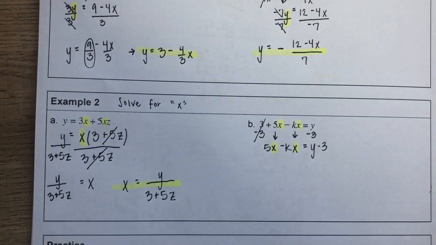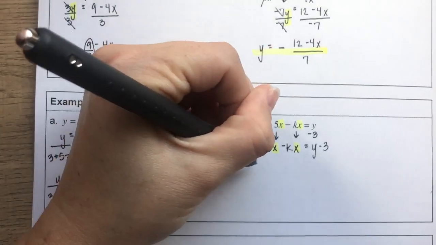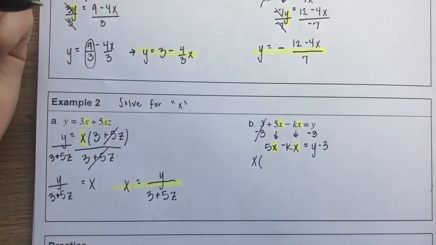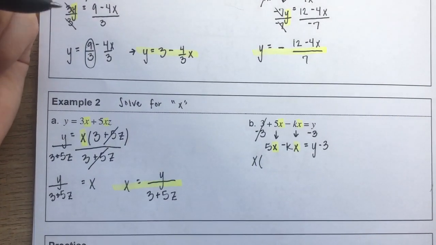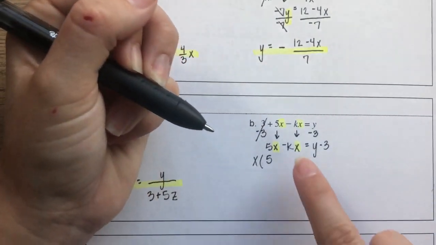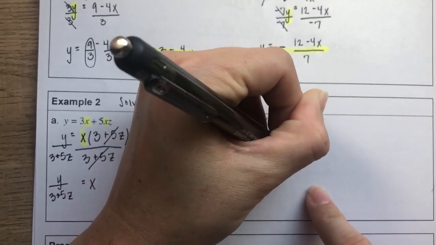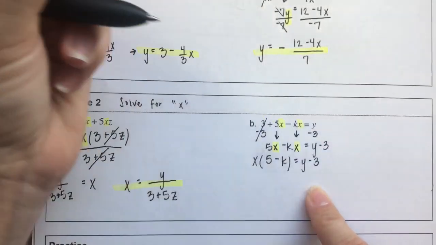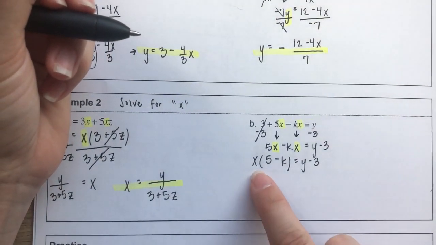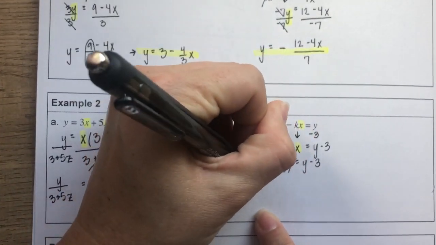So because there's multiple terms that have the x in them, I have to factor, I have to do the opposite of distributing that x out. So I have to take that x out of those two terms. When I do that, the x goes in front of the parentheses, just like if we were distributing. So when I take the x out of the 5x, I'm just left with 5. And when I take the x out of the minus kx, it becomes minus k. Equals y minus 3.